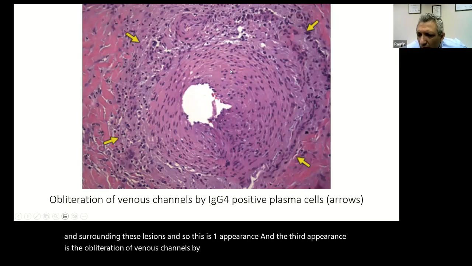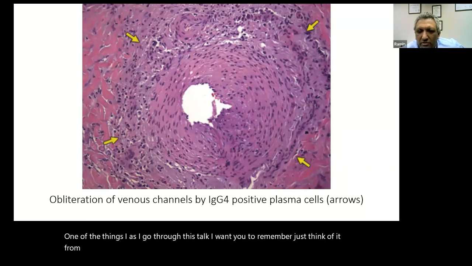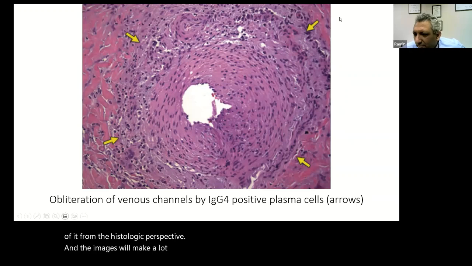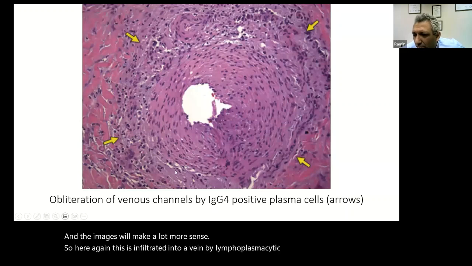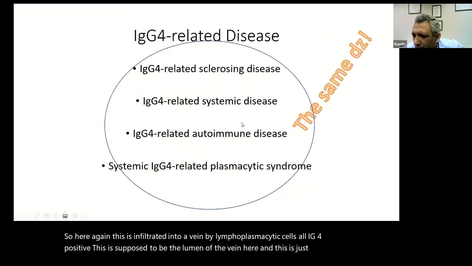One of the things I want you to remember as I go through this talk is to think of it from the histologic perspective. This is a very strange thing for a radiologist to say, but think of it from the histologic perspective, and the images will make a lot more sense. So here again, this is infiltrate into a vein by lymphoplasmacytic cells, all IgG4 positive. This is supposed to be the lumen of the vein here, and this is just deep to the lumen.